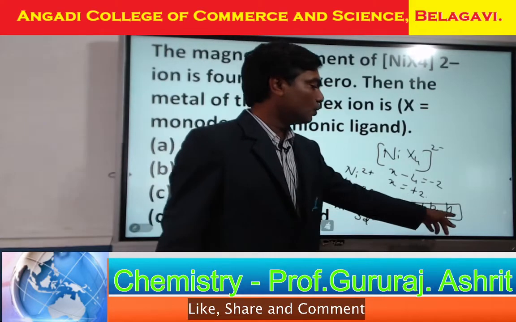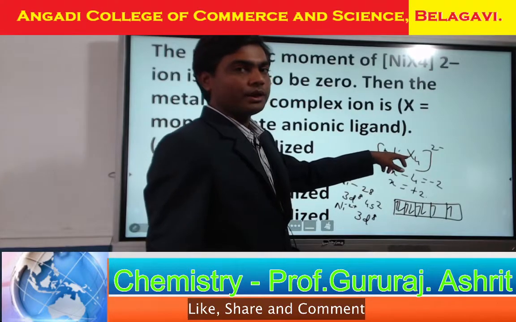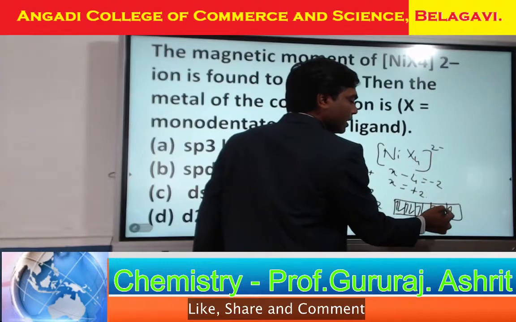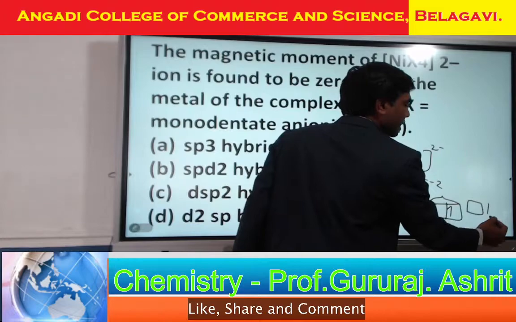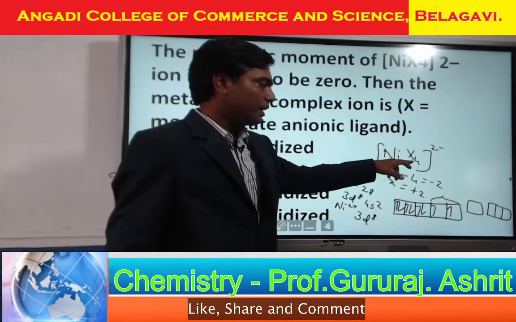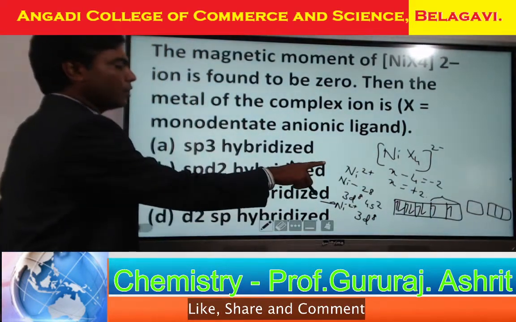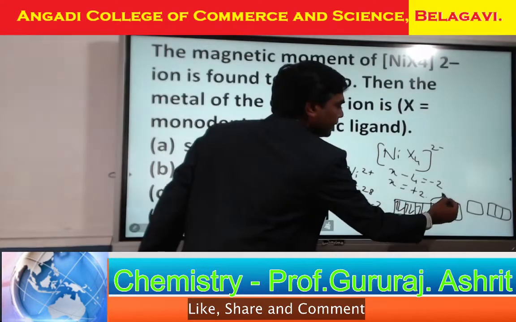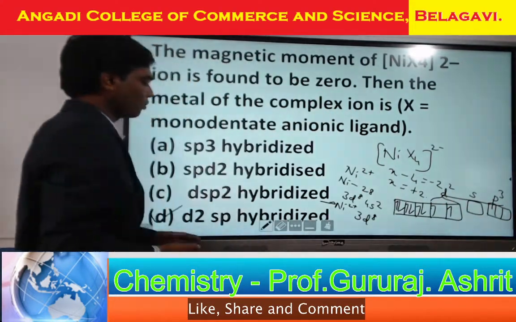You are seeing 2 d electrons which are unpaired, but we know that X is a weak field ligand. Weak field ligand means we cannot pair the electrons inside. Therefore, these 2 d orbitals are involved, and next one is s, and next 3 p orbitals. If it is a strong field ligand, they will pair here. So if it is a weak field ligand, 2 d orbitals are involved. Therefore, the answer D is correct, that is d2, 1 s and 3 p orbitals. Therefore, the fourth option is correct.